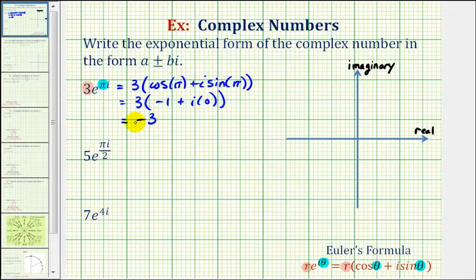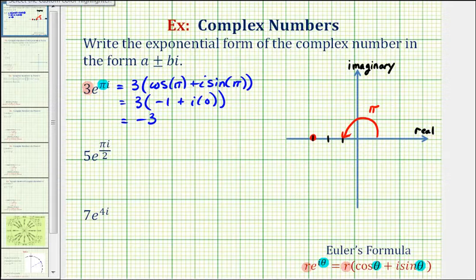So if we were to plot this number on the complex plane, because it's real, it would be on the real axis, it would be this point right here. Notice how the radius is equal to 3, and the angle theta from the positive x-axis would be pi radians. Now let's take a look at our second example.